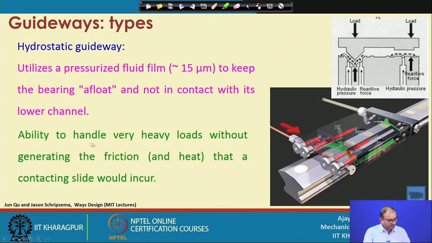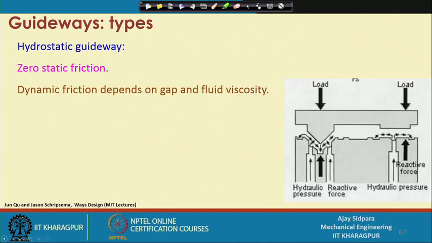So, what are the advantages? It has the ability to handle very heavy loads without generating the friction that fluid contacting slides would incur. In these particulars, because we are using a liquid here, the load carrying capacity is very high. But we know that in micro machining we are not working with very heavy loads. So it may be used for some applications, but we are not exactly getting this particular application in micro machining either. So, what are the advantages of this hydrostatic guideway?